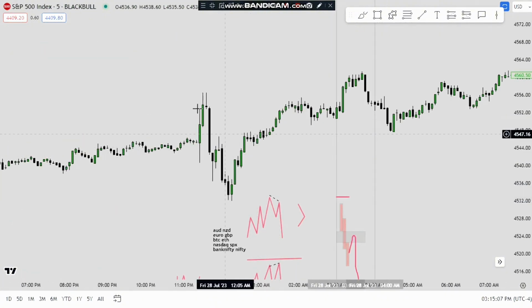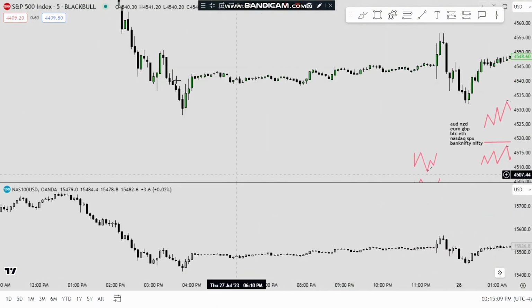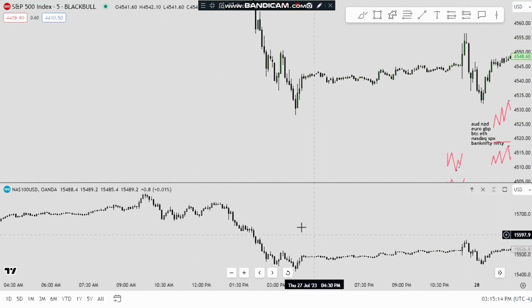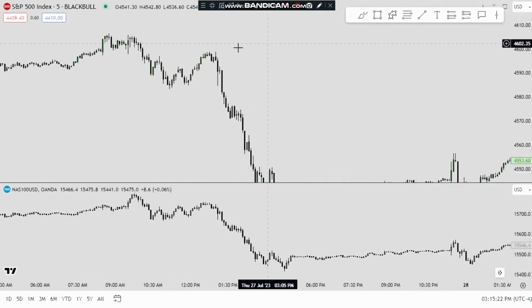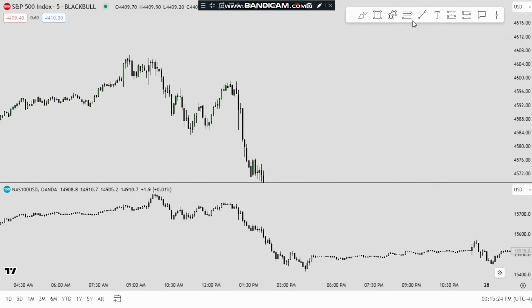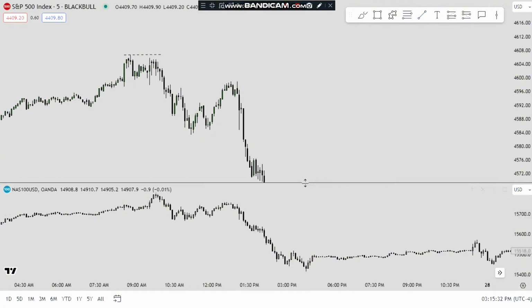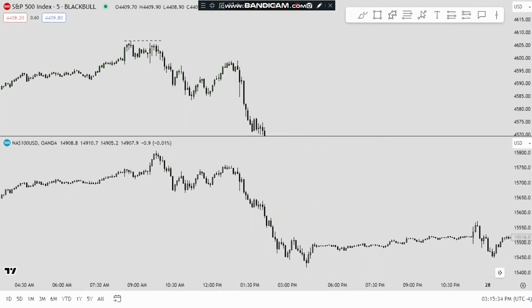I will show you these divergences in this example. This is Nasdaq and S&P. Let me show you some divergences and it will clear up your mind. Okay, so here you can see that SPX made a high, but then the price didn't sweep this high. And here you can see in case of the Nasdaq that the same high was made, but then Nasdaq swept this high, okay.